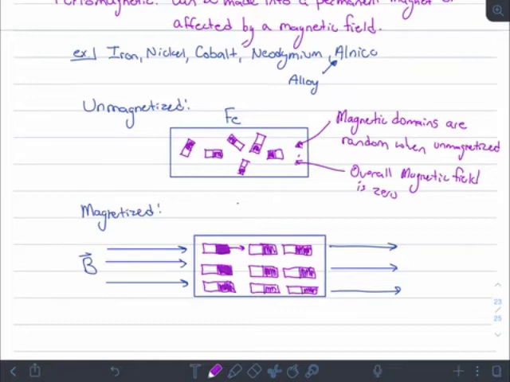First of all, this explains why when you cut a magnet in half, you don't end up with a north pole and a south pole. You end up with just two smaller magnets, because the magnet itself is made up of these tiny magnetic domains. If I were to cut it right here, I would still have a piece of a magnet with a north and a south, and another piece of a magnet with a north and a south.